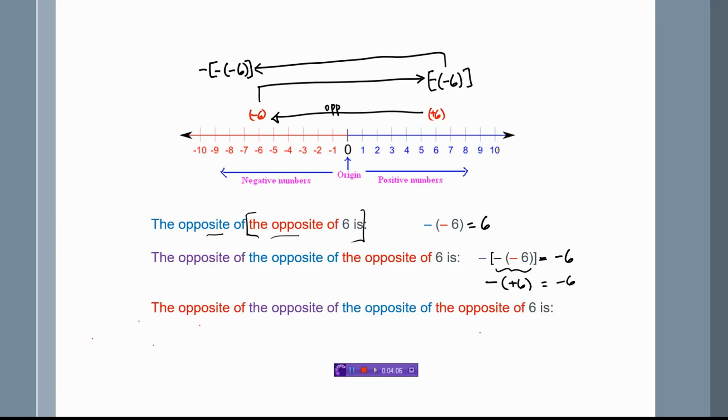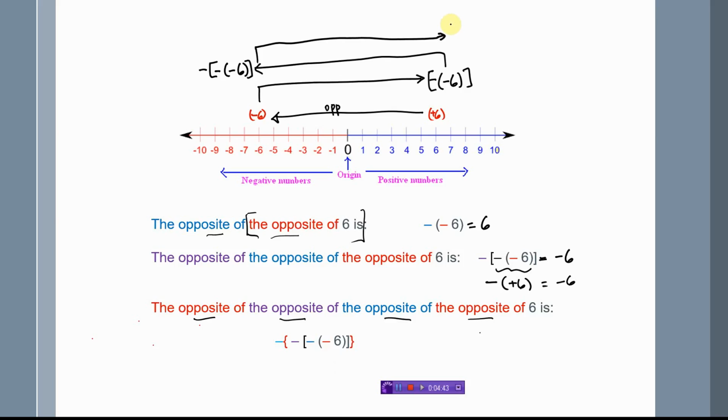And our last, most confusing one, let's look at what we have here. The opposite of the opposite of the opposite of the opposite of 6. So we're looking at 4 negative signs, which you should write in this way. Let's just move this out of the way. We see that if we take the opposite, it will take us back onto the positive 6.